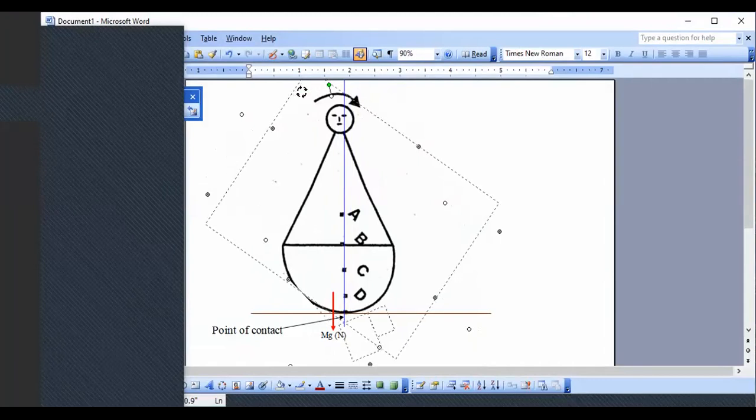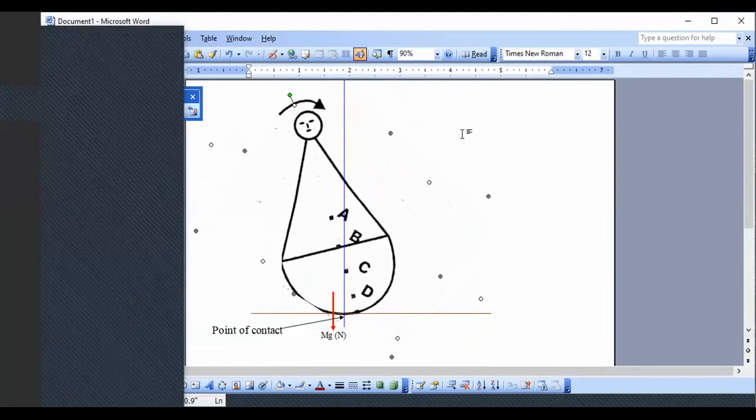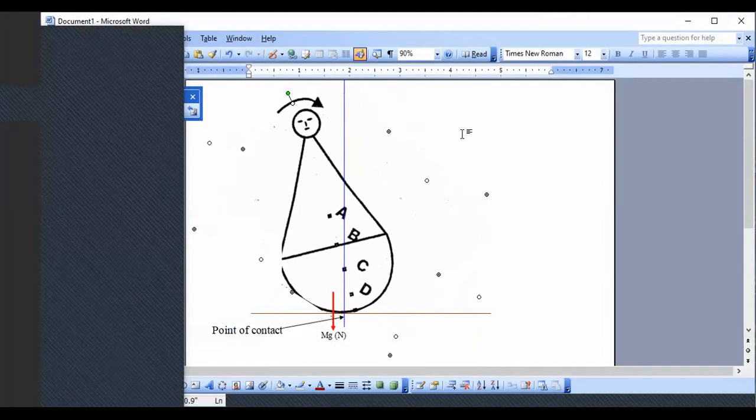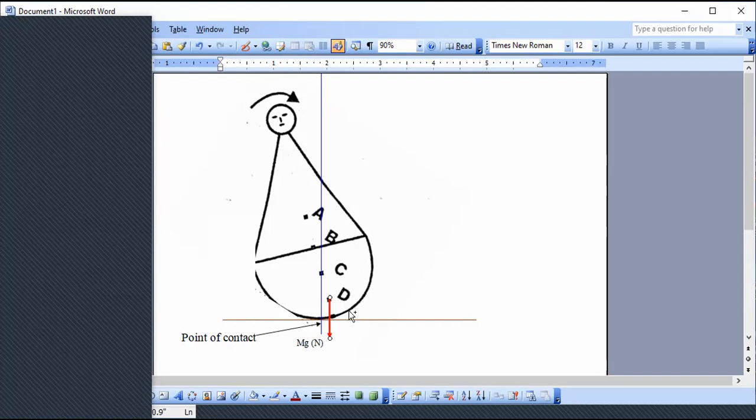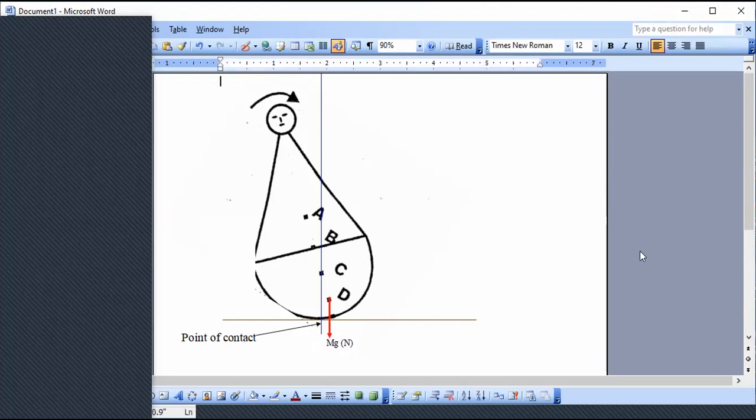If I further rotate it like this, you can watch carefully. This is the point of contact. The vertical line which goes through the point of contact will go through the point C. So then what is the rotating direction of this toy here? Clockwise or anti-clockwise? Clockwise, sir.